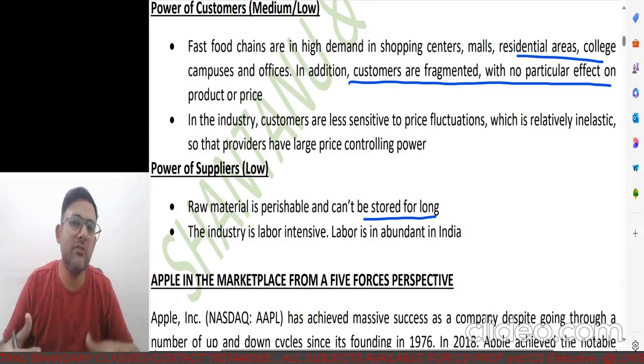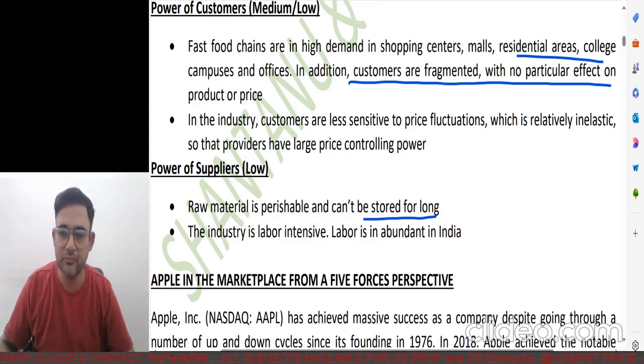So the supplier is in a weak position, meaning that anyhow they will try to sell the product, even on a cost-to-cost basis, because it is perishable, right? If you don't use it today, tomorrow you will not be able to use even one-tenth of it. So that is how the entire market is driven. That covers the five forces in terms of Pizza Hut.